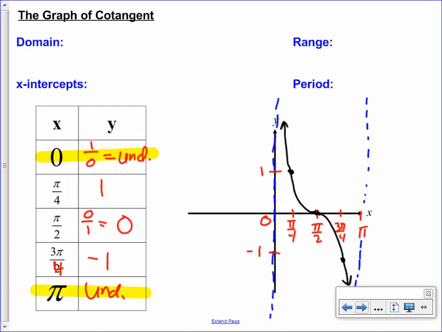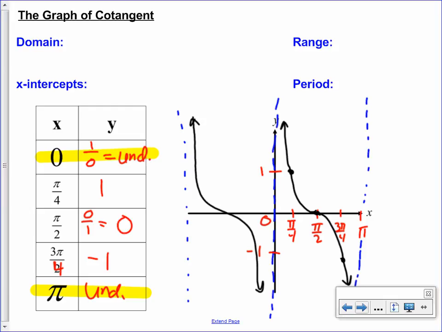Right? And again, you could continue making cosine functions that repeat themselves over and over and over again. Okay?